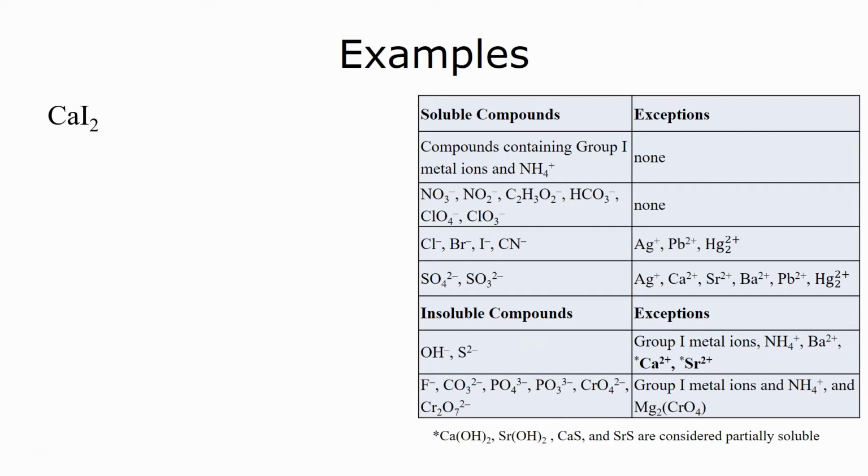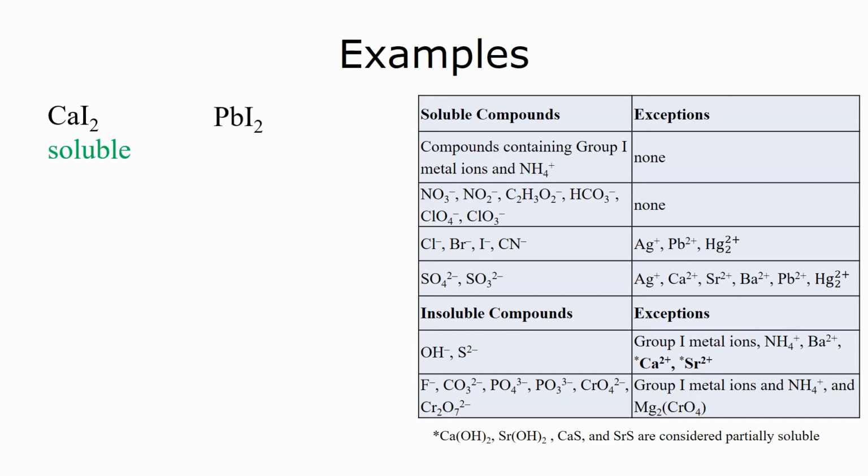Well, for example, if we're given calcium iodide, we would look up either one of these ions and see if we can find them in one of these categories. Calcium is not listed under soluble or insoluble compounds, but iodide is. Iodide compounds are generally soluble. There are a few exceptions, but calcium iodide is not among them, so calcium iodide is considered soluble.